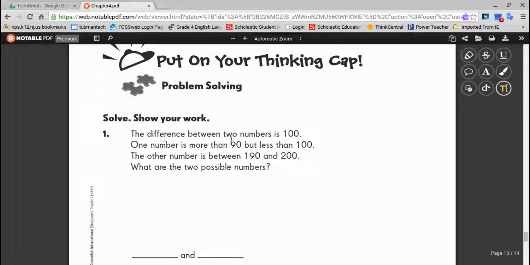The difference between two numbers is 100. One number is more than 90 but less than 100. The other number is between 190 and 200. What are the two possible numbers?